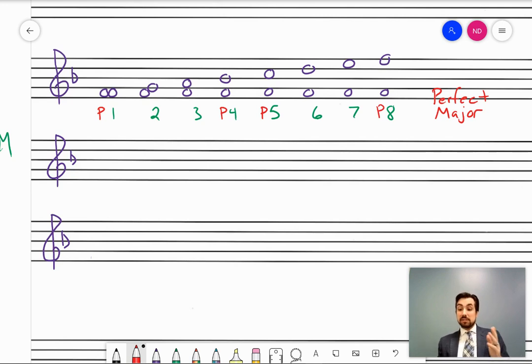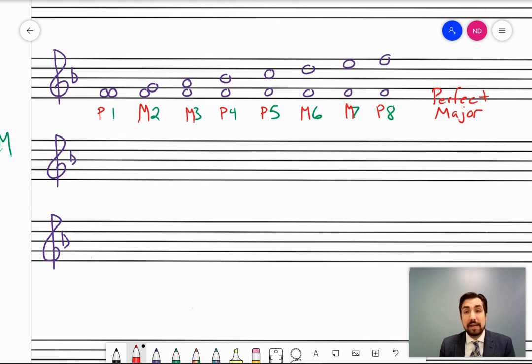If you encounter a unison, a fourth, a fifth, or an octave where the top note is a member of the bottom note's major scale, its quality is called perfect. If you encounter a second, a third, a sixth, or a seventh where the top note is a member of the bottom note's major scale, that quality is called major. And that's how you would write them. So that means the intervals of the major scale are a perfect unison, a major second, a major third, a perfect fourth, a perfect fifth, a major sixth, a major seventh, and a perfect octave.